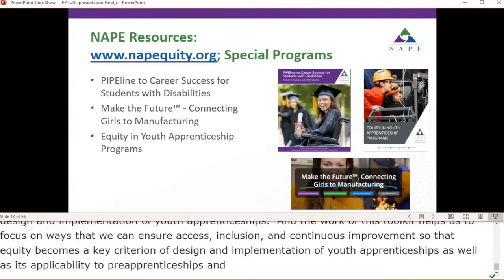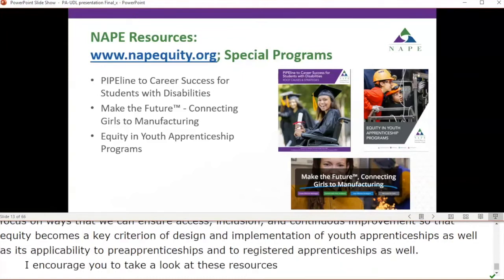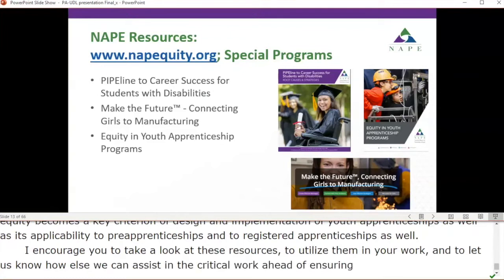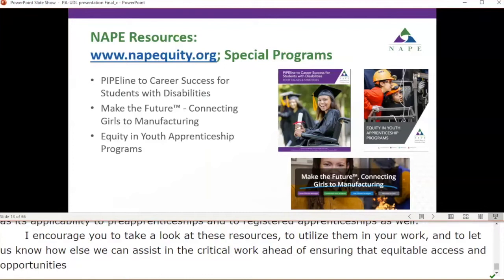So I encourage you to take a look at these resources, to utilize them in your work, and to let us know how else we can assist in the critical work ahead of ensuring equitable access and opportunities for individuals into the full spectrum of educational and career choices. So thank you. And with that, I will pass the baton back.